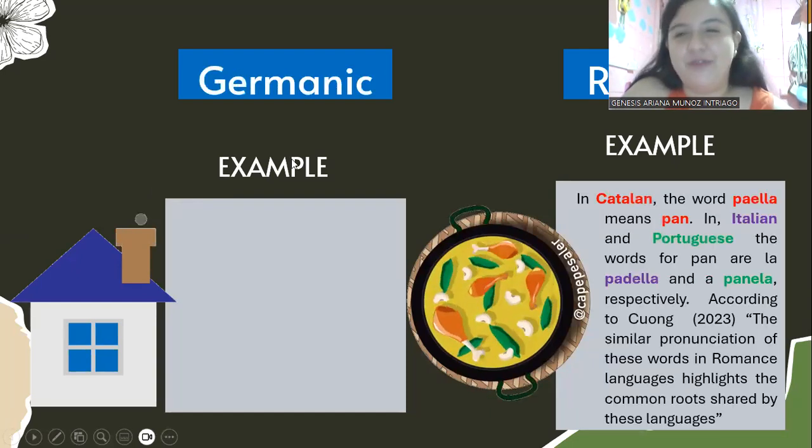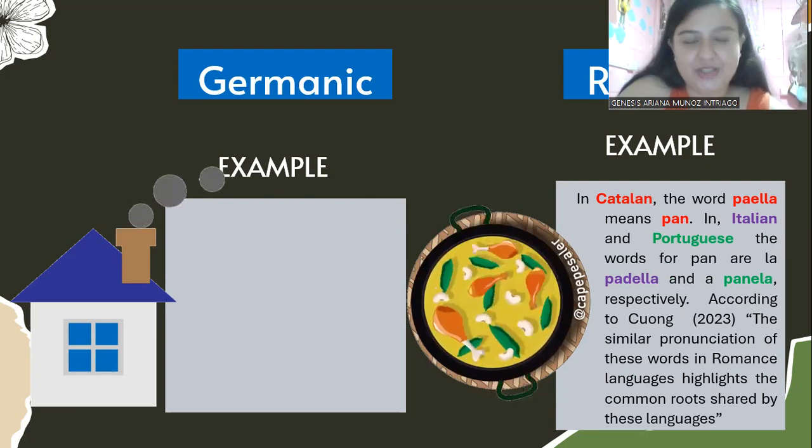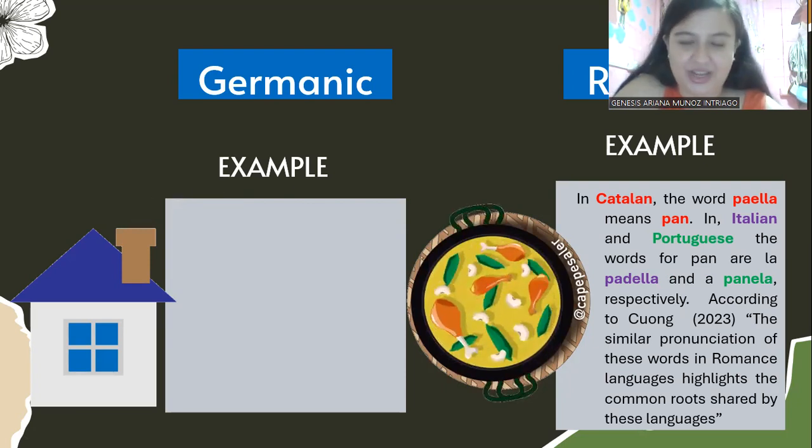Okay. We have the Romance language family as an example. We have that in Catalan, the word paella, which means pan. Paella is a dish, okay, a type of food.